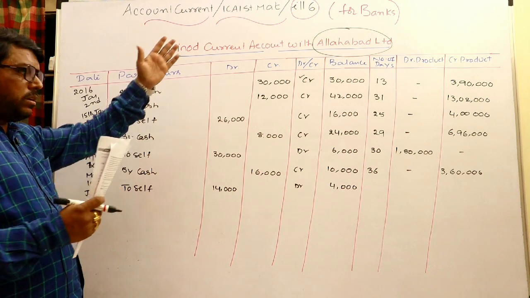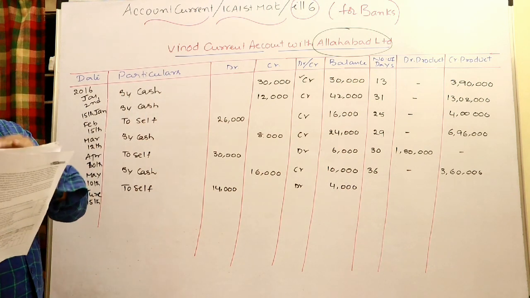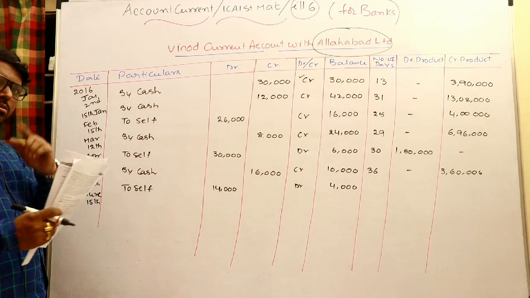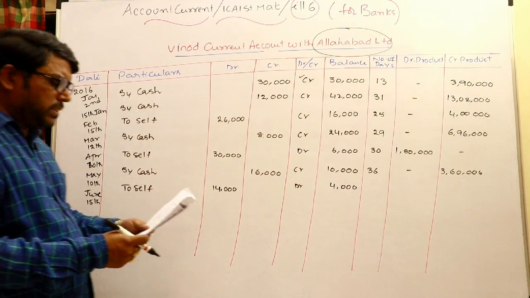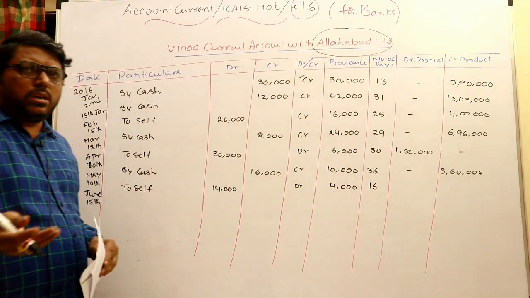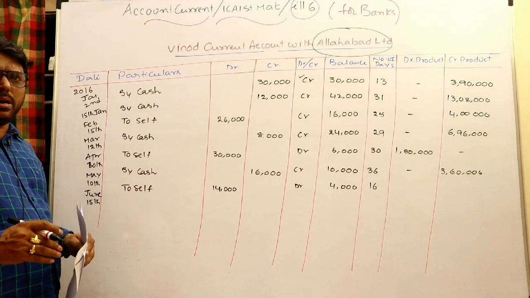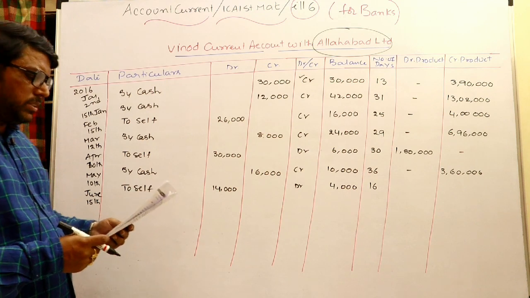We are actually planning to close on June 30. June 30 balance carried down, July 1st opening balance brought down. Till July 1st you may take it. June 15th to July 1st means number of days 16 you may consider here, because June 30 closing balance, July 1st is an opening balance. So total number of days 16 you may take.